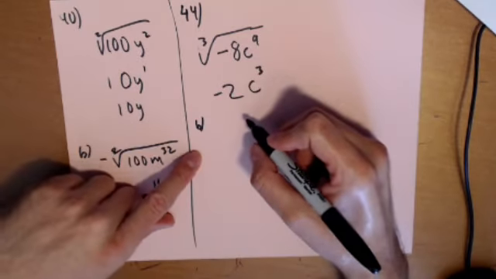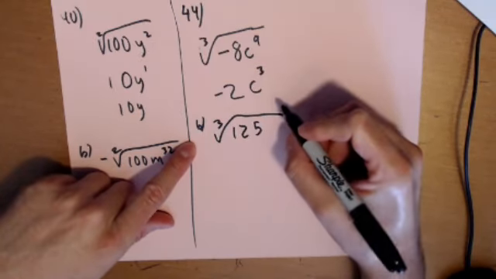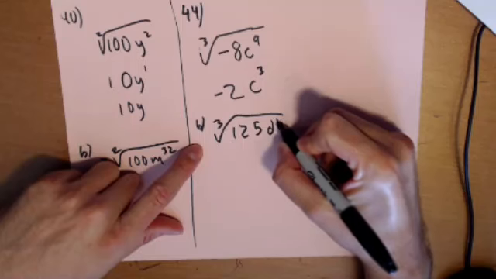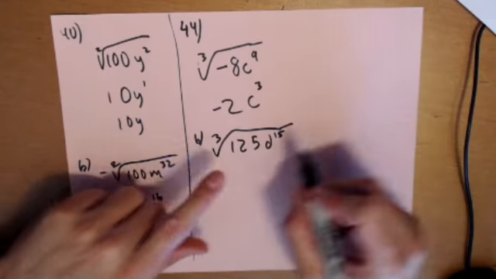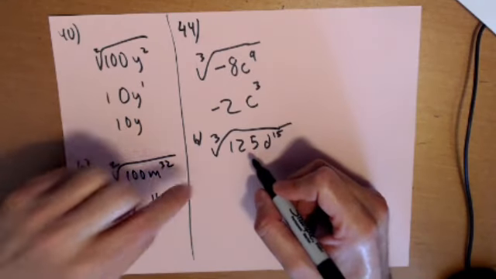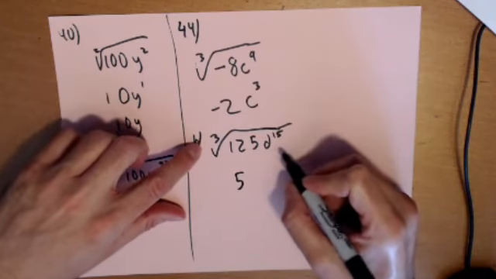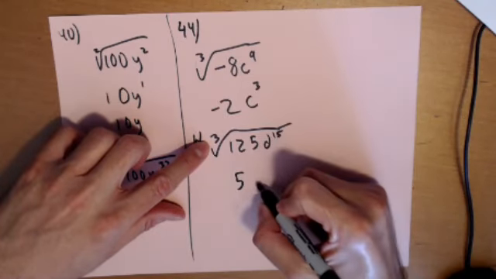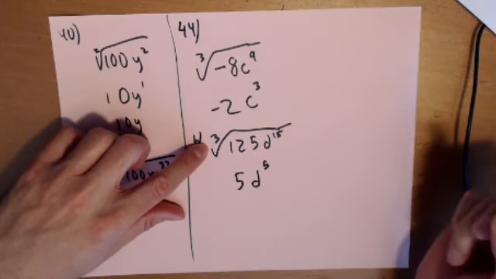Part B. Cube root of 125 d to the 15th. Number stuff. Cube root of 125. Earlier today we said 5 times 5 times 5 is 125, so the cube root of 125 is 5. And now the letter stuff. Cube root of d to the 15th would give us... Did you get it right? Ta-da!